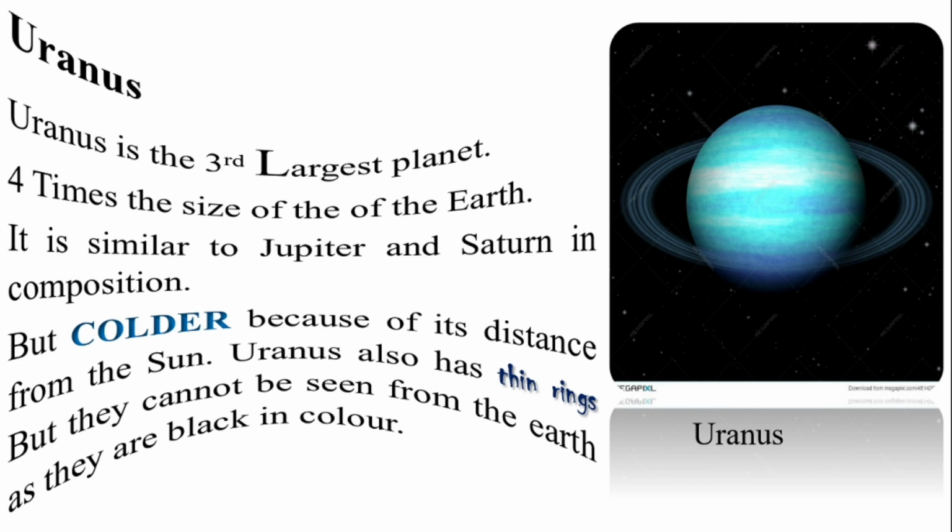You are able to see the Uranus image. This Uranus is very cold because of its distance from the sun. Since it is at some distance from the sun, it is colder. Uranus also has thin rings, but they cannot be seen from the Earth, and they are black in color.